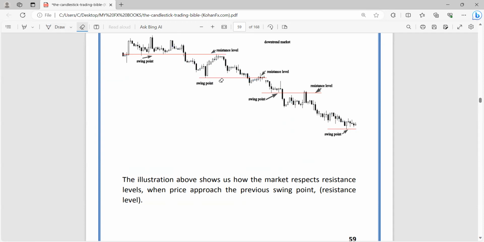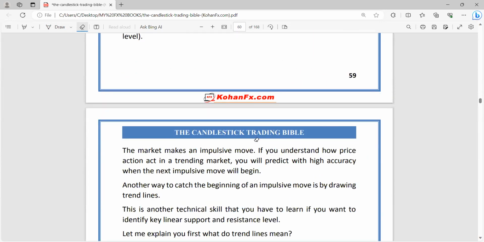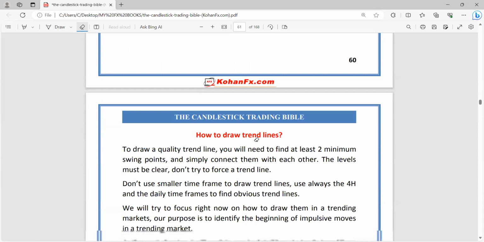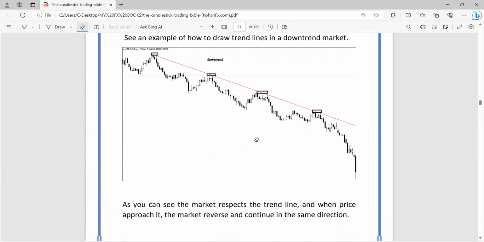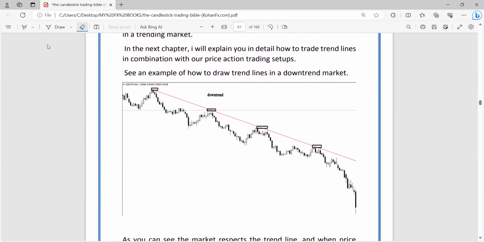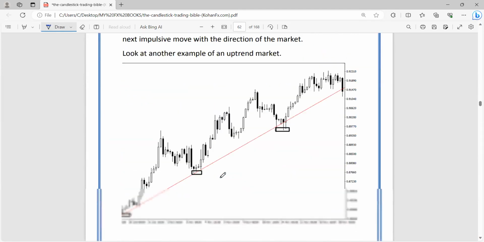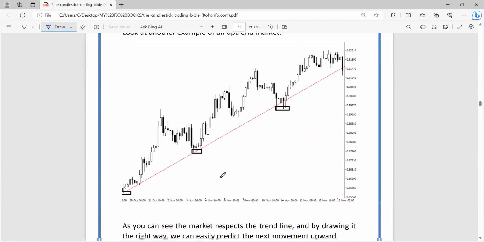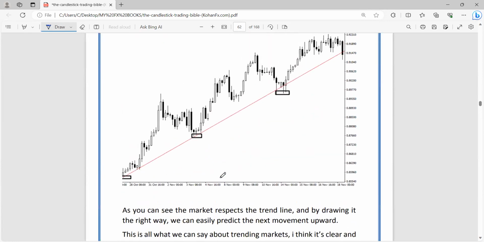So let me just erase this. If that makes perfect sense, we can come to trends. So now trends are just points that connect a certain market move. So for instance, let me start with an uptrend since it's easier to understand, to grasp.